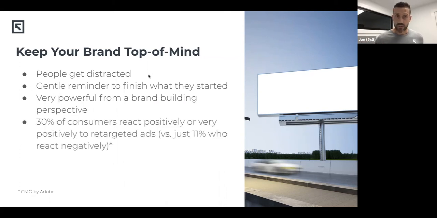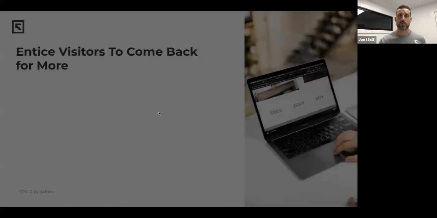The numbers show that 30% of consumers react positively or they're very engaged to retargeted ads, compared to say 11% who react negatively. So the positive far outweigh the negatives, and that's sometimes the objection that people get when we talk to them around this. They're like, "Oh, it's a bit creepy, it's a bit stalkerish. I don't know how I feel about this." But generally, the overarching theme is people positively react to that.